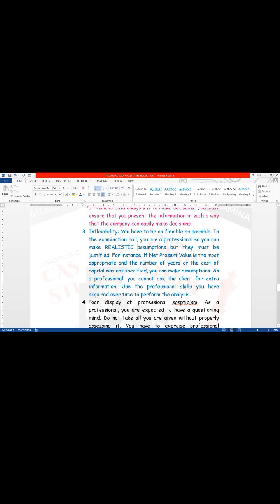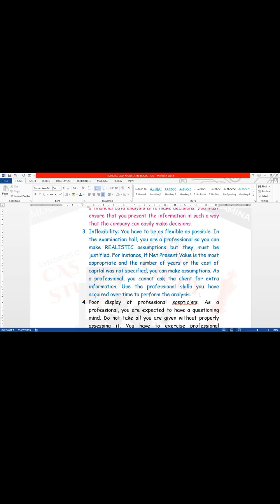You cannot ask the client for extra information. Use the professional skills you have acquired over time to perform the analysis. Please don't go and say, in your conclusion, no conclusion can be made concerning this contract because the client did not give us complete information, the client therefore should give us complete information. So, do you understand?